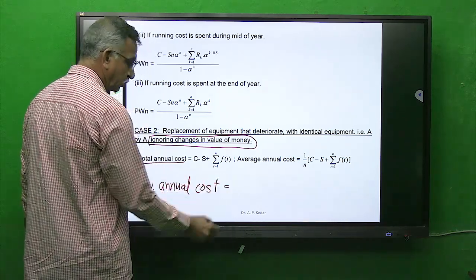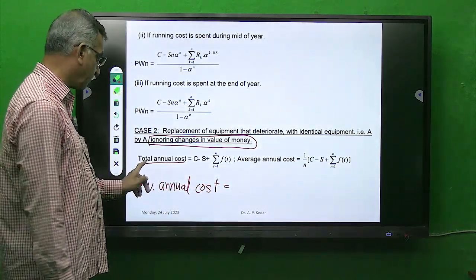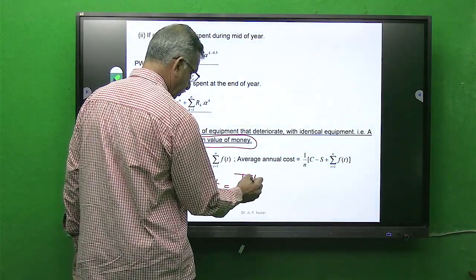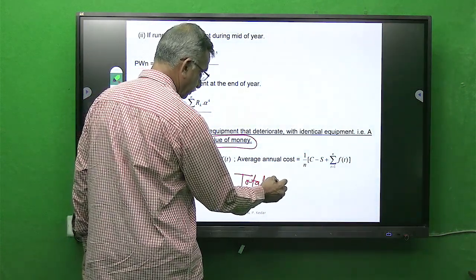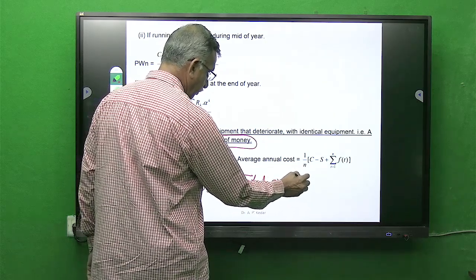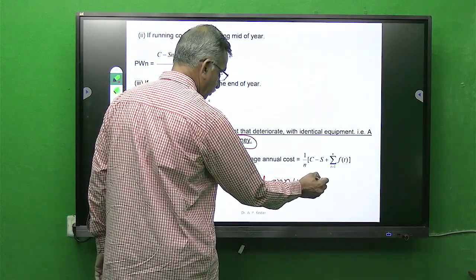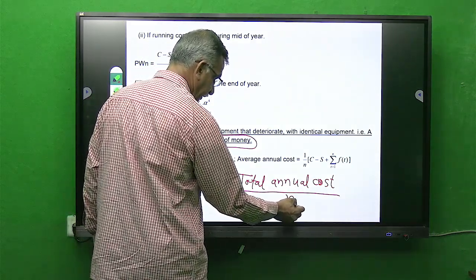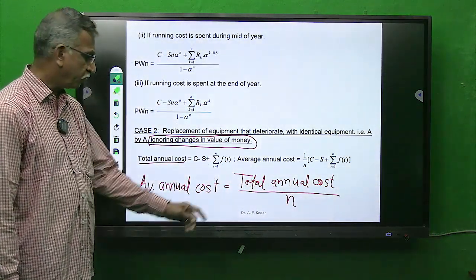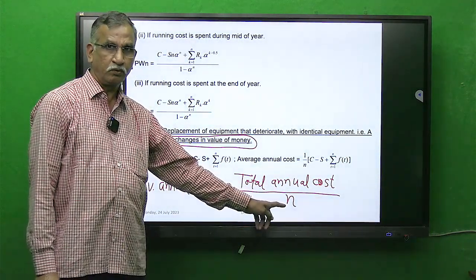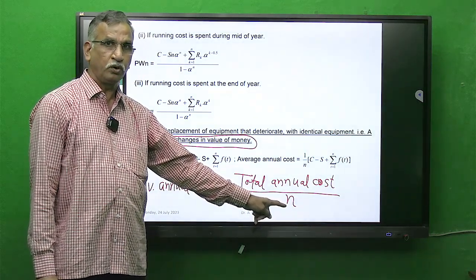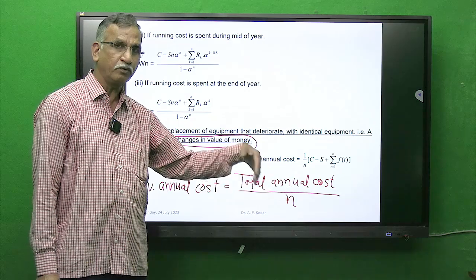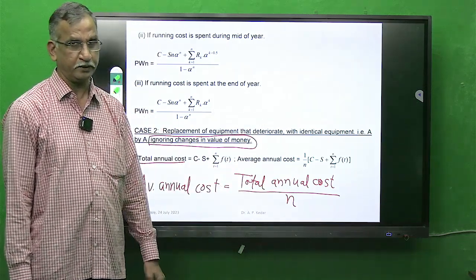And while finding average annual cost for decision making, we will divide this total annual cost by period. For first year we will put 1, for second period we will put 2, like for third, fourth, fifth, 3, 4, 5, for n period we will put n.